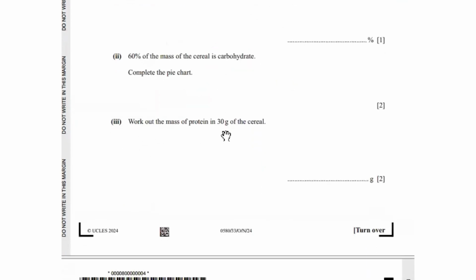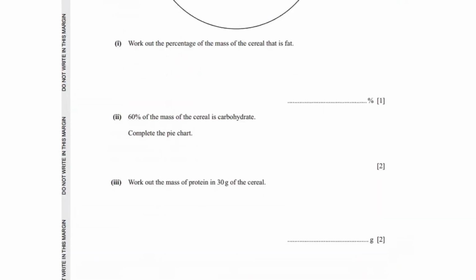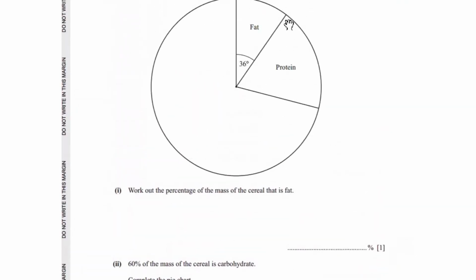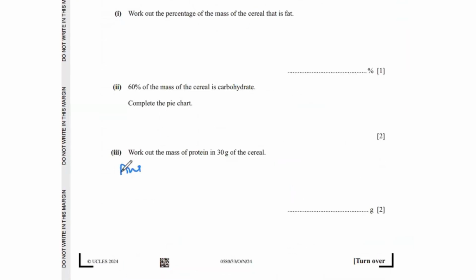Then it says work out the mass of protein in 30 grams of the cereal. So for protein, first you would measure the angle. Whatever the angle of protein is, you will divide that angle by 360 and then times it by 30. So in 30 grams of cereal, whatever answer we get from this gives us the mass of protein in the 30 grams of cereal. So you would measure the angle from the pie chart, plug it into this formula, and then solve it.